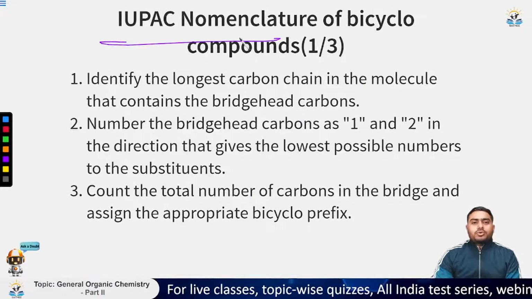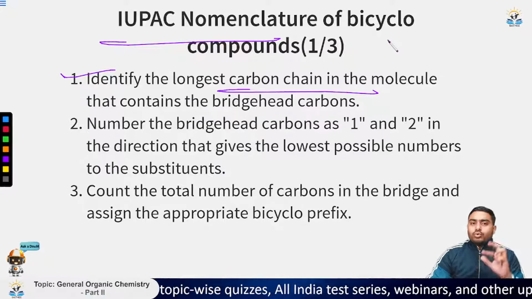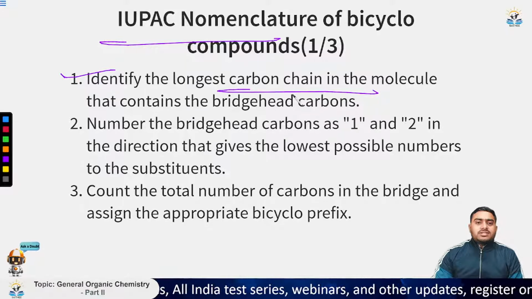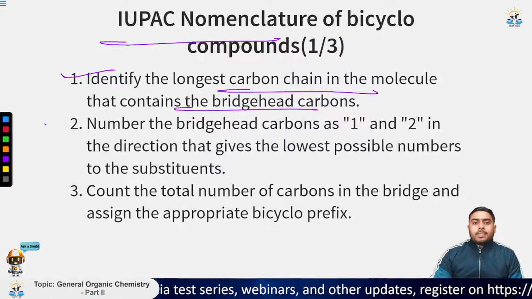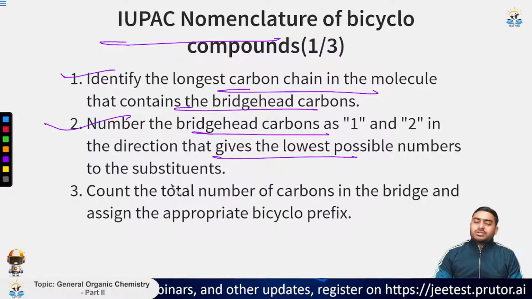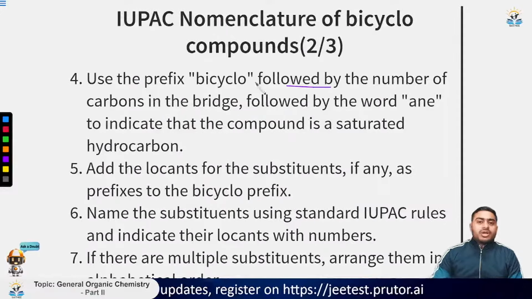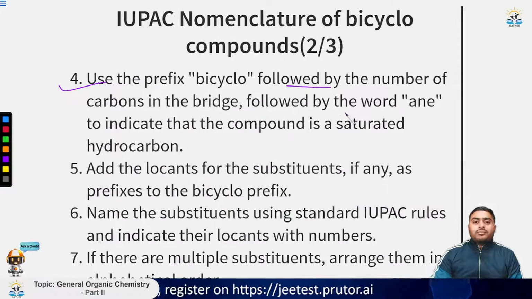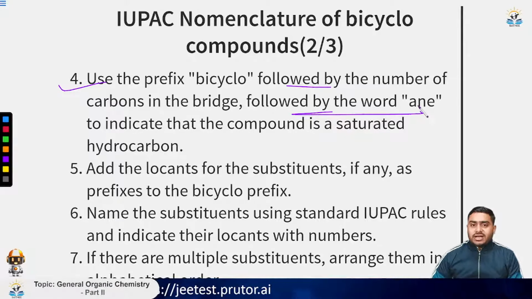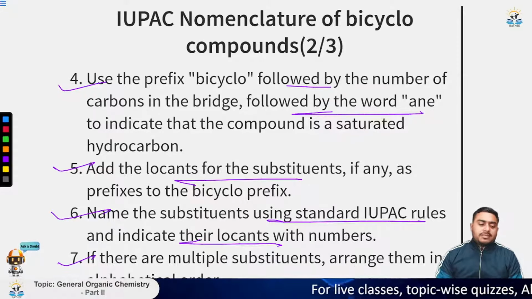Let's go to the IUPAC nomenclature of bicyclic compounds. Identify the longest chain. Bicyclic compounds means 2 carbon atoms are common. Here the longest chain in the molecule contains the bridgehead carbons. Number the bridgehead carbons as 1 and 2 in the direction that gives the lowest possible number to the substituents. Count the total number of carbons in the bridge and assign the appropriate bicyclo prefix. Use the prefix bicyclo followed by the number of carbons in the bridge, followed by the word "ane" to indicate that the compound is a saturated hydrocarbon. That's a very simple part. I will discuss some examples. With multiple substituents, arrange them in alphabetical order.